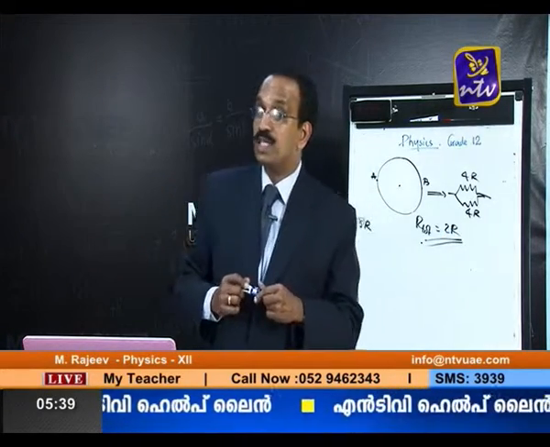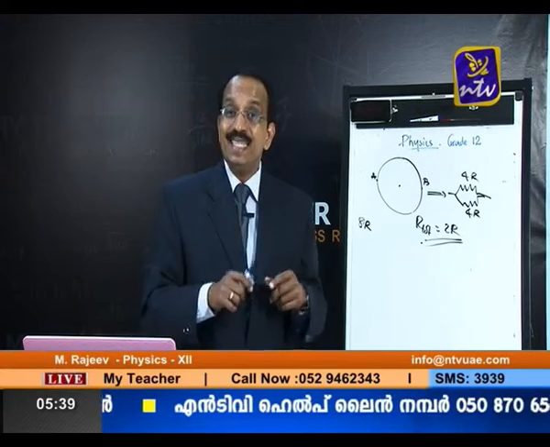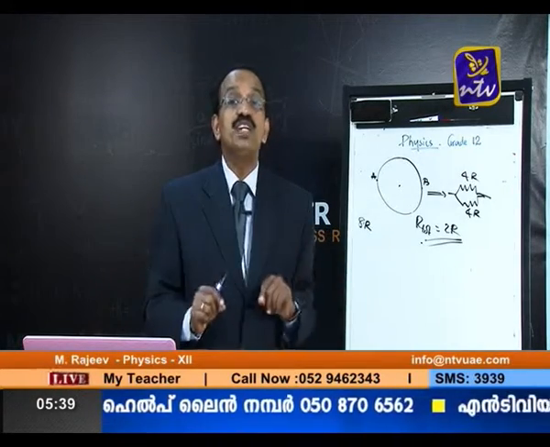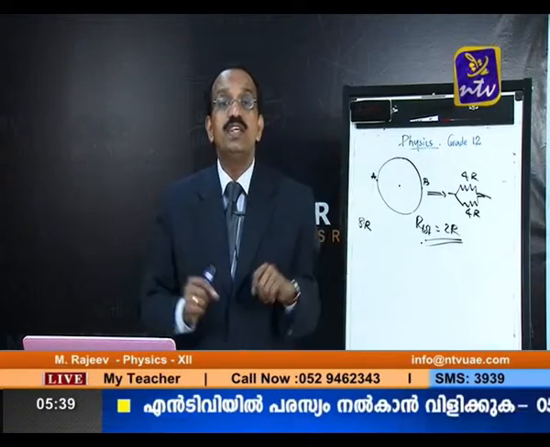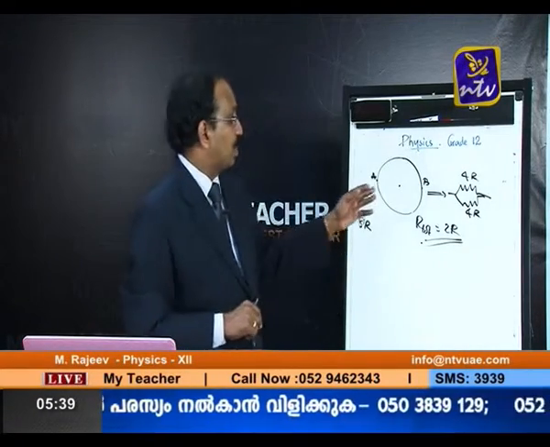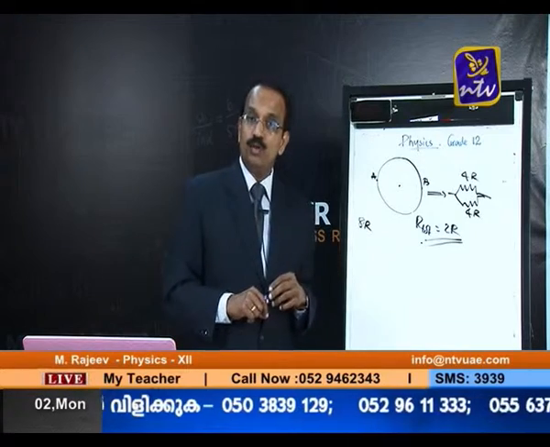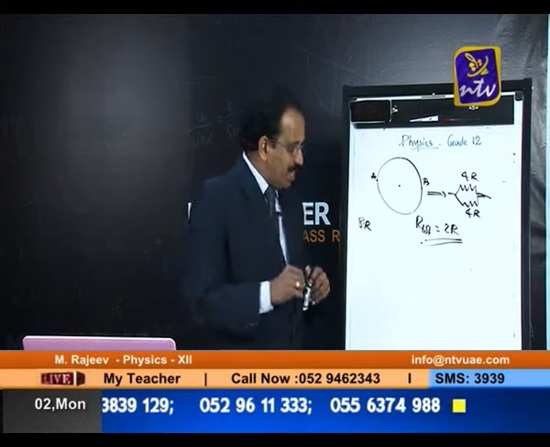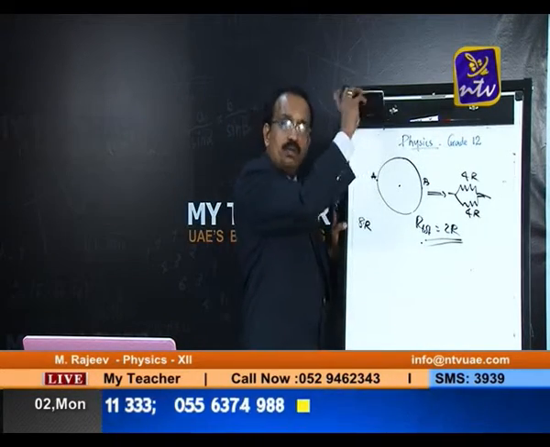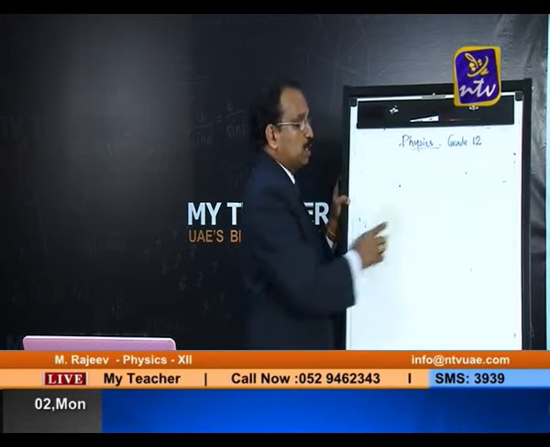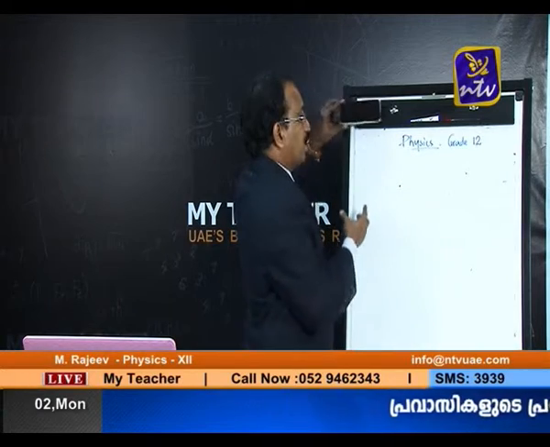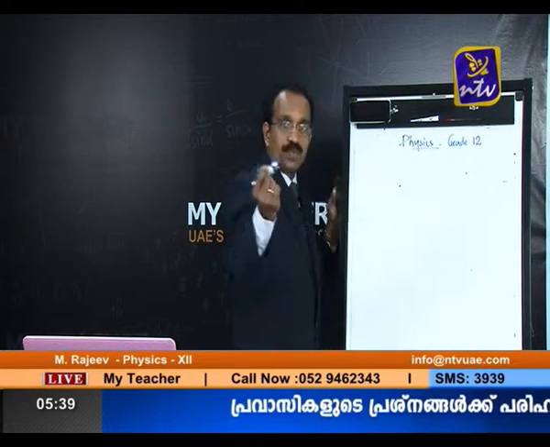Once again, a wire of resistance 8R is bent into the form of a circle. What is the resistance between the ends of its diameter? This is how you calculate it. This is the answer. I hope all of you understood. Remember one more question similar to this one. I'll show you that question as well before I show you another question on the screen. Now listen to this.